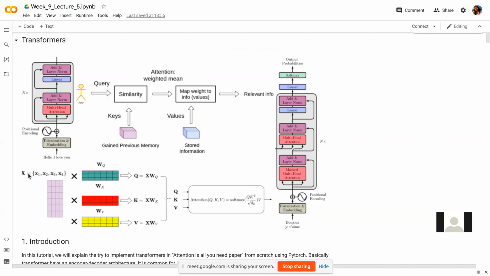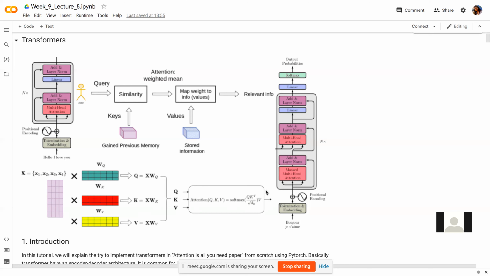Okay? So if this is my input x equal to x1, x2, x3, x4, so these are the tokens. Each will be multiplied by the query matrix, key matrix, and value matrix to get the query vector q, the key vector k, and the value vector v. Okay. Once it is done, we have the query, key and value vectors on which we will apply the attention. That is softmax of q k transpose divided by the root of d_k, times v. Softmax times v. And this will be the output of the attention network, right?